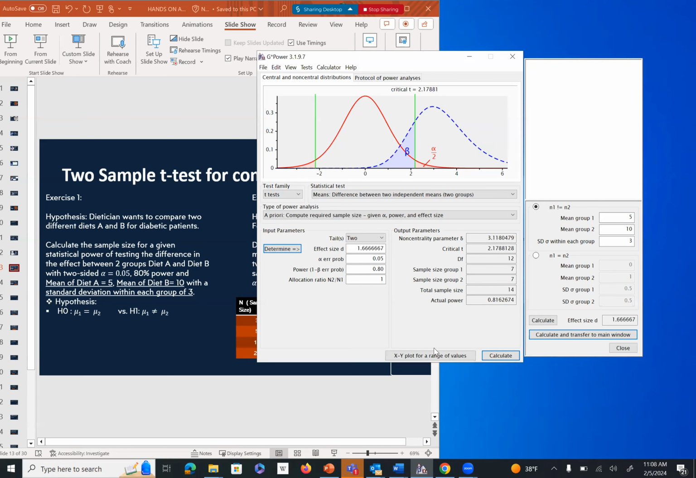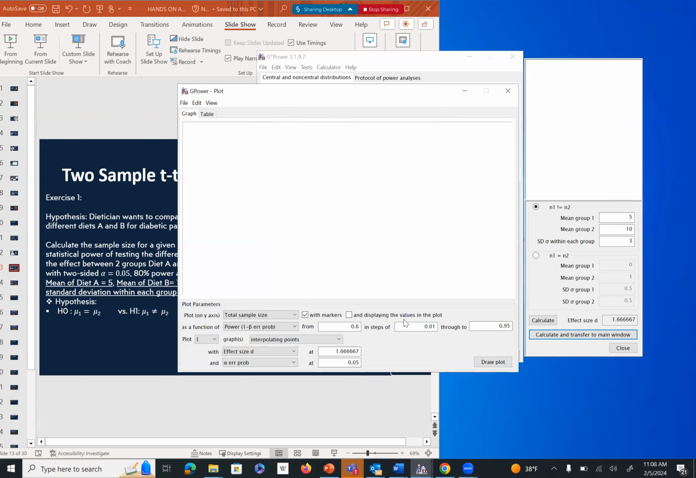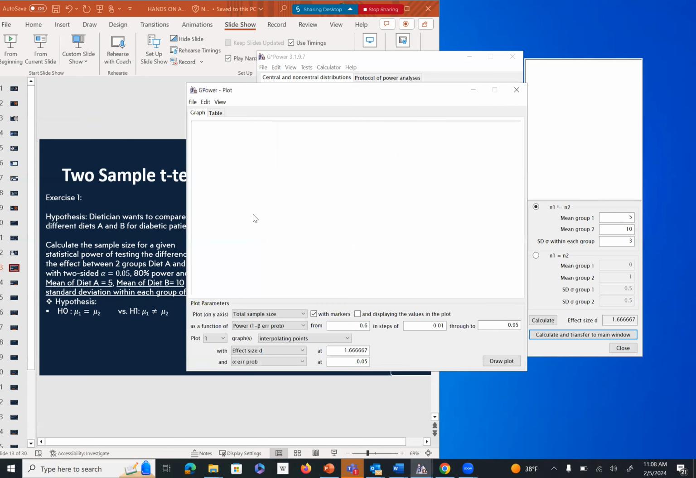One of the things that I really like here is that you can create an XY plot for a range of values, which provides more information on how the sample size changes over either power or effect size. Here, we selected the option of XY plot for a range of values and we're displaying the values in the plot. We're plotting the sample size on the basis of power. We can also plot it on the basis of effect size. I'll just make this a little bigger.